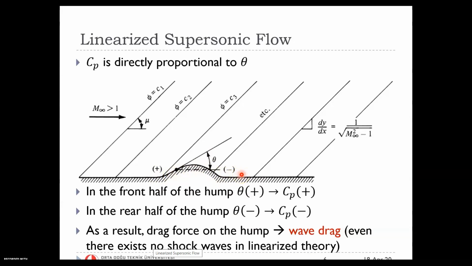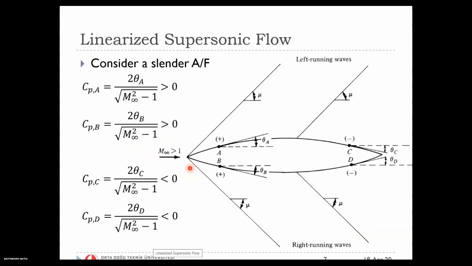And even though there is no shock wave in the linearized theory, you again end up with the wave drag also in this case. Okay, well, I told you that this theta definition is only valid for left running waves, but for the right running waves, it's just the opposite. When you are looking at right running waves, then theta is defined positive below the horizontal, and negative above the horizontal. Or you can actually use another strategy.